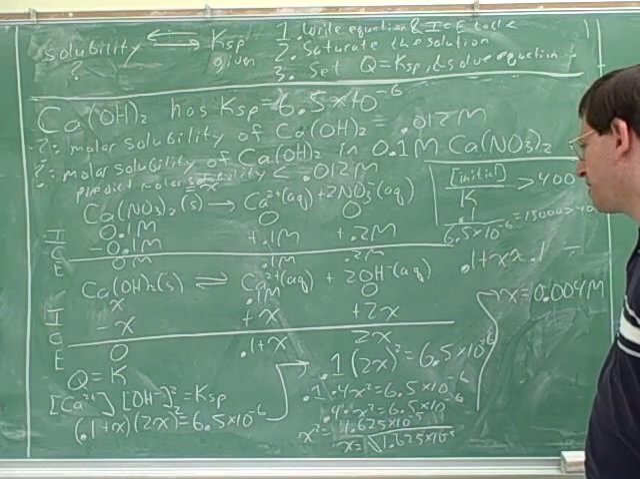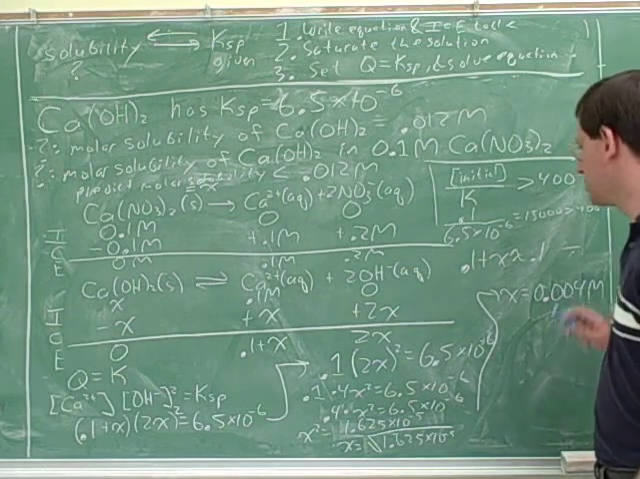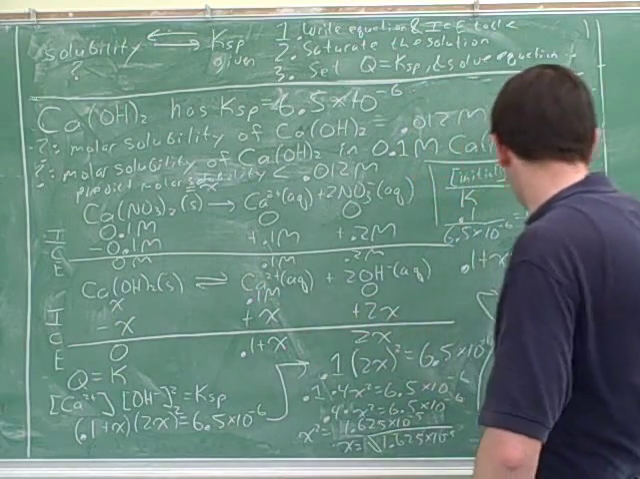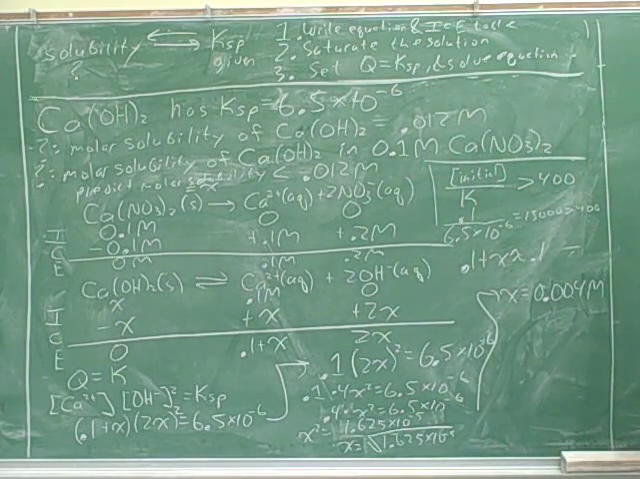Did our approximation make sense? Notice, is 0.004 really a lot smaller than 0.1? Well, yeah, 0.1 plus 0.004 is just 0.104. It's hardly any different, so that's a fair approximation to have made. So we've given an illustration of the common ion effect.